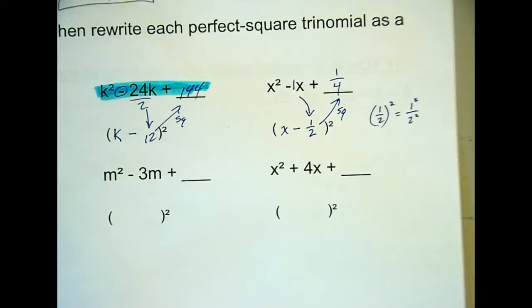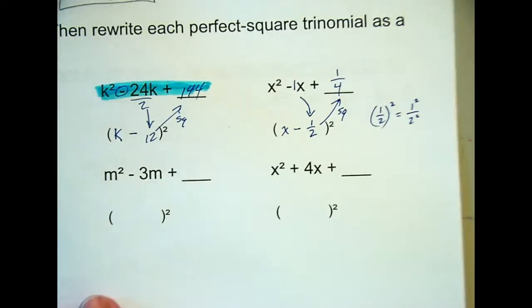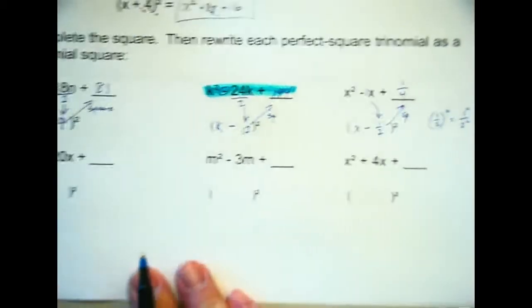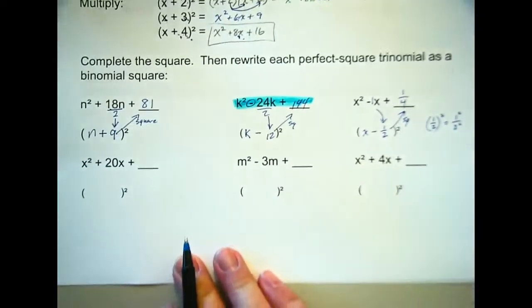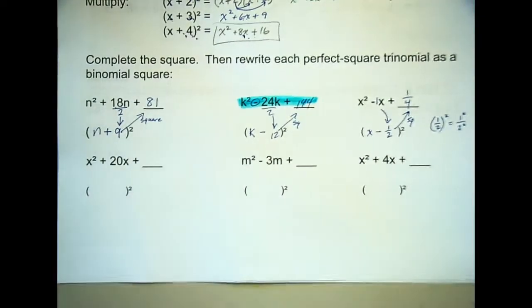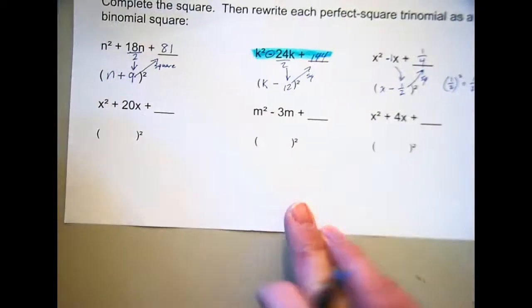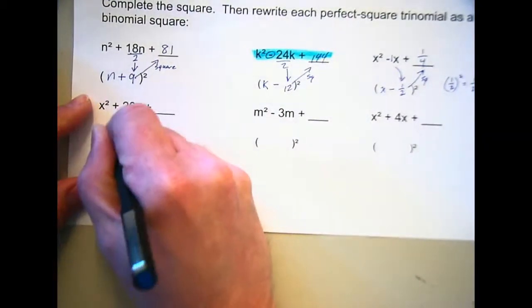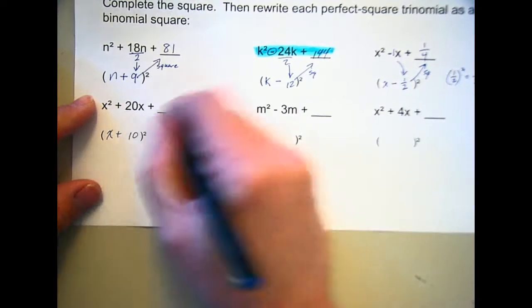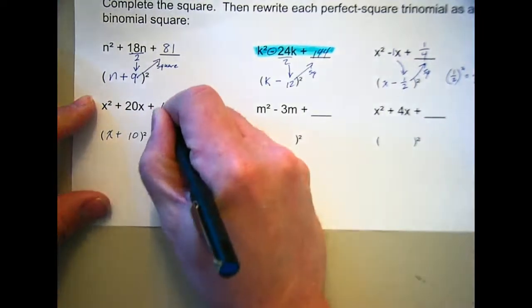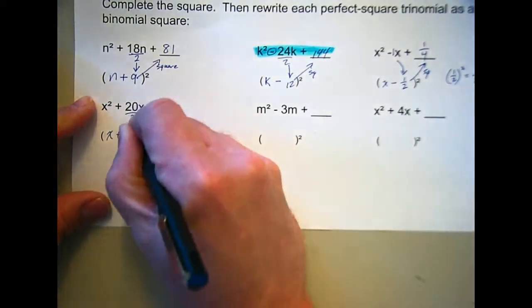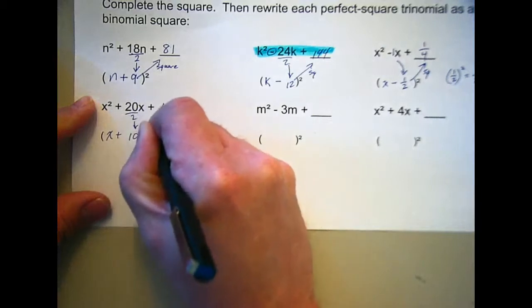Okay. All right, I want you to finish up that page if you haven't done so already. If you have, you can take out a piece of paper for your assignment that we're going to be going through here in a minute. Okay. Hey, this is x plus 10, and back here is 100. Good. Cut in half, and then square it.